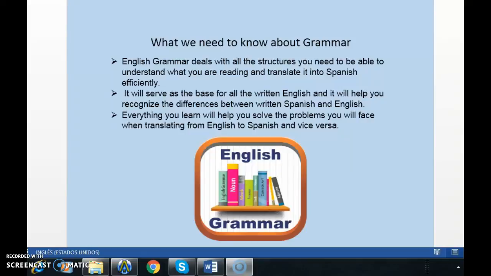Remember that English has a certain way the words have to go. All this will serve as the base for your subject, which is the written English, and it will help you recognize the differences between written Spanish and English. Everything you learn now and in the next semester where we have Grammar 2 will help you translate from English to Spanish and vice versa.